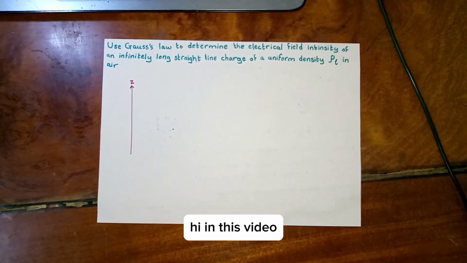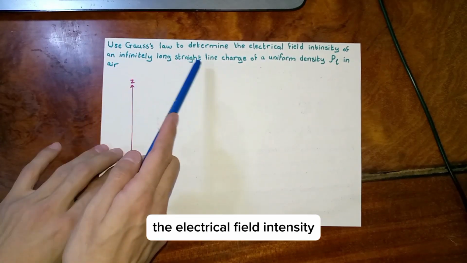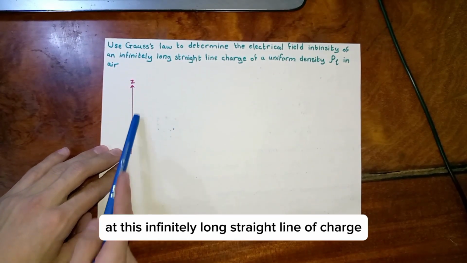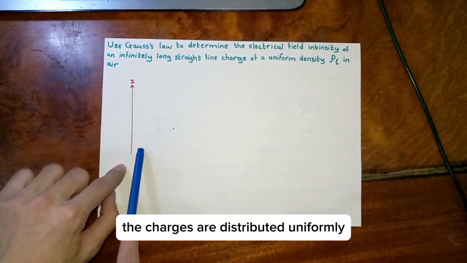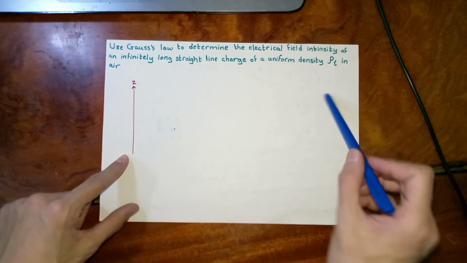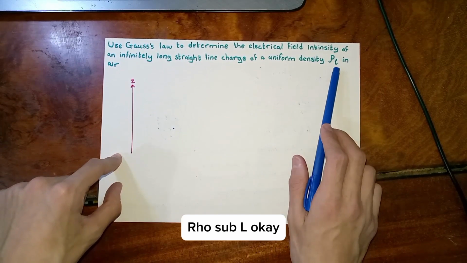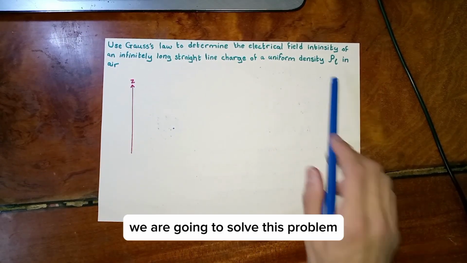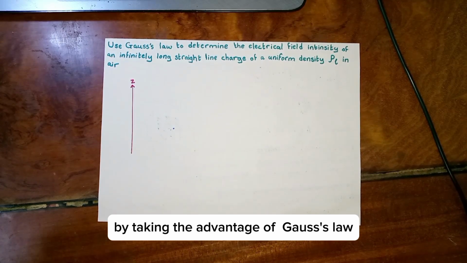Hi, in this video we are going to determine the electrical field intensity at this infinitely long straight line of charge. The charges are distributed uniformly upon this line charge, and the charge density of this line is represented by rho sub L.